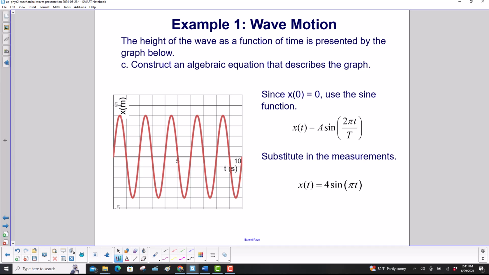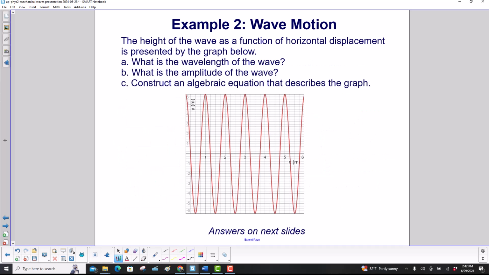Please remember earlier we said you could use either sine or cosine, and in this case, since x of t equals 0 is equal to 0, we're going to use the sine function. So here's our wave equation. We found that the amplitude was 4. And what did we find for the period? The period was 2. So 2 pi divided by 2 is pi. So this is our wave equation for this motion.